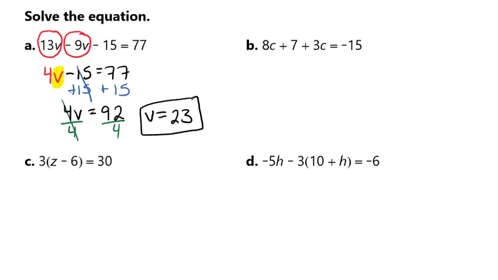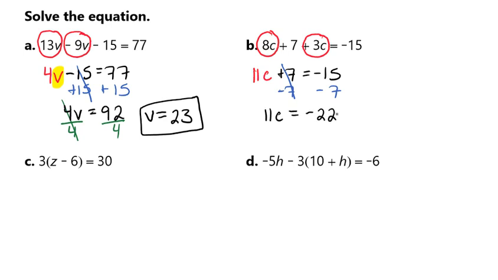So for this problem, we're going to combine our like terms. So we're going to put together our 8c and our 3c, and that's going to give us an 11c plus 7 equals negative 15. Then we'll subtract 7 from both sides, and that's going to give us 11c equals negative 22. Then we'll divide both sides by 11, and that's going to give us c equals negative 2.